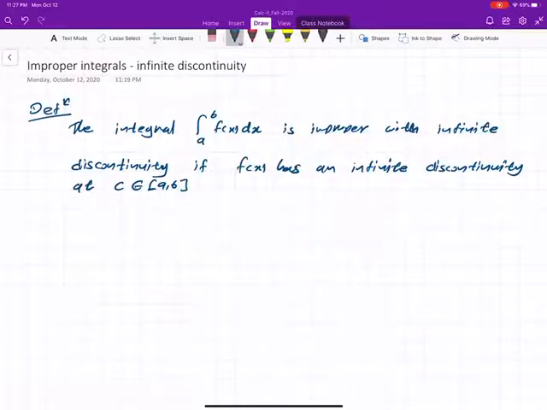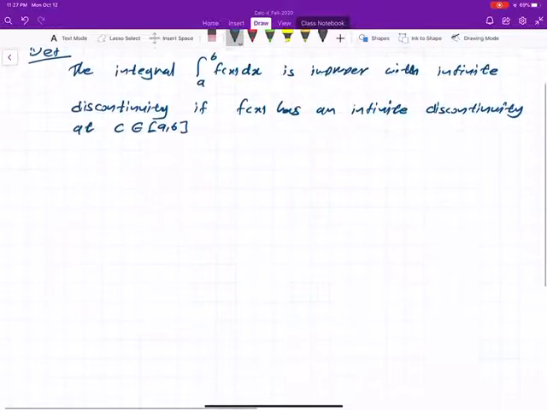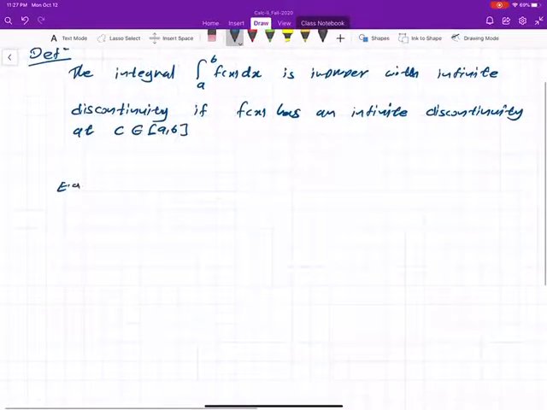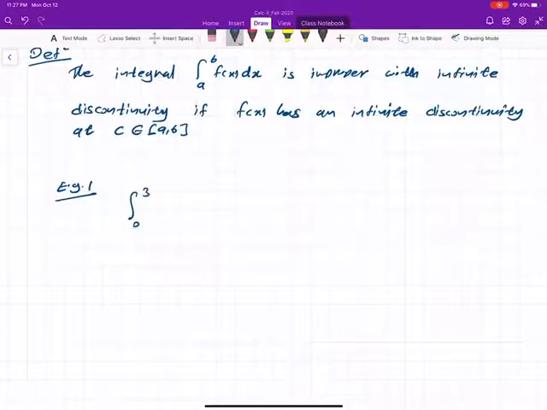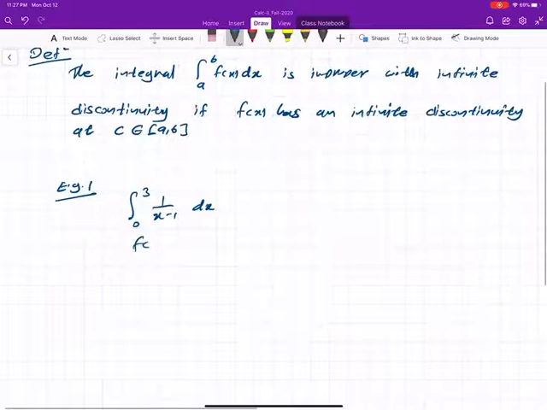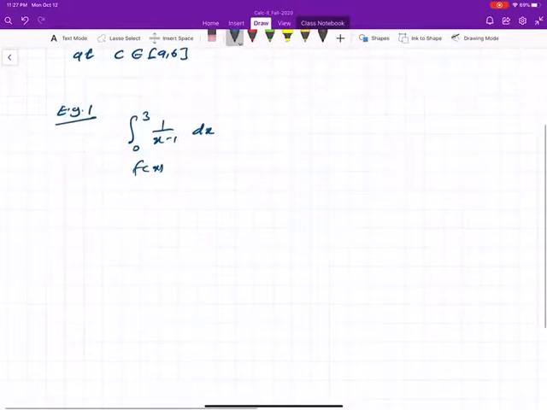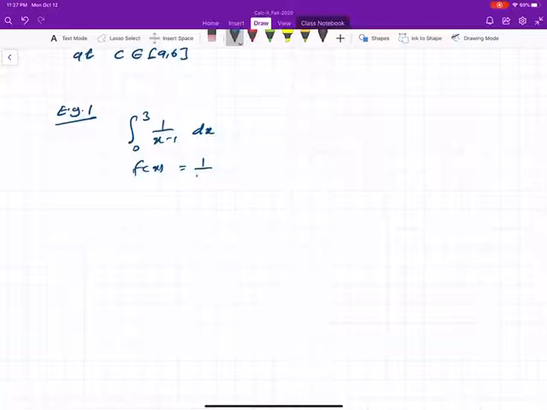All right, let's move to an example so you can understand this very well. Example number 1. Let's say you are given the integral from 0 to 3 of 1 over x minus 1 dx. Here the function is 1 over x minus 1. You can see this function is discontinuous at x equals 1.